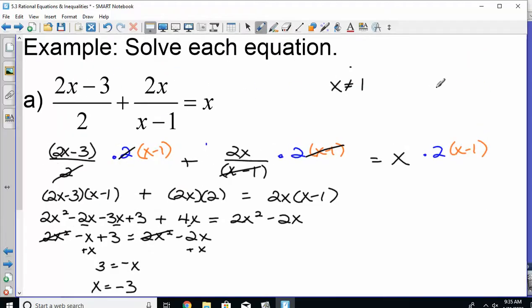So for instance, if I put it in on the left, parentheses 2 times -3 minus 3, parentheses, divided by 2, gives me -4.5 plus, if I plug it in the second fraction, I get a 1.5 equals, if I plug it in over here, I get -3. So if you work that out, -3 equals -3. It should just give you a true statement when you plug it in.